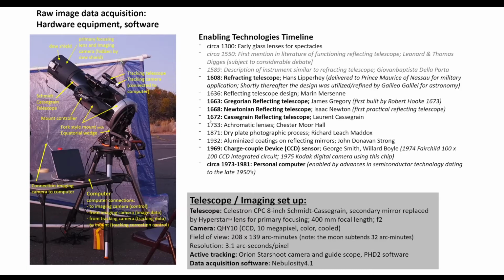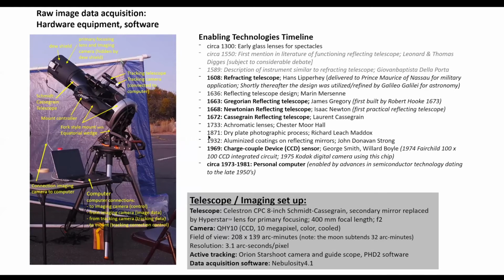The next important development, in my view, is 1733, achromatic lenses developed by Chester Moore Hall. Basically, this is developing lenses that will focus different wavelengths, or different colors of light, all at the same place on the focal plane. This is particularly important for wideband imaging like my one-shot color camera, so you get all the different colors to focus properly. All of the things up until this time have been dealing just with the telescope itself.